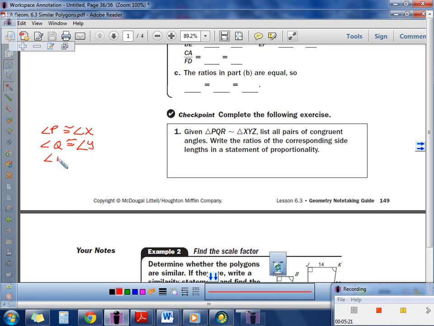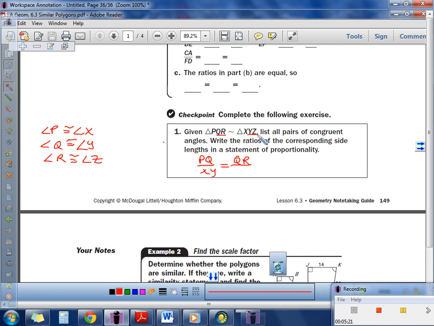And angle R matches with angle Z. Pretty straightforward there. Now the ratios of the corresponding side lengths is a little trickier. Here's my tip. PQ are the first two letters. What are the first two letters here? XY. Equal to, now I need to pick another pair of letters. So I'll do QR. That's the second two letters.